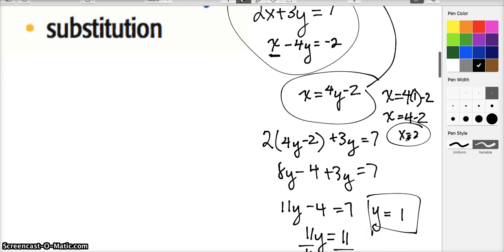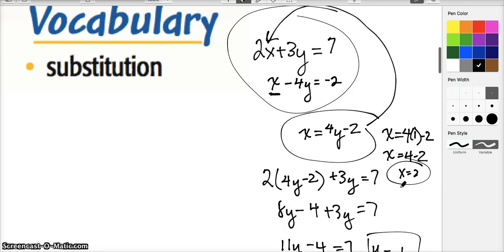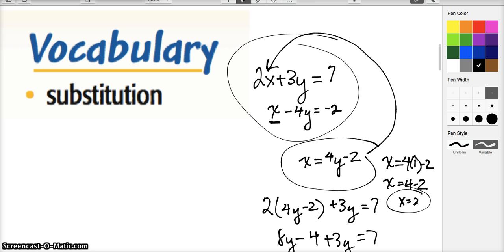I just did pretty much the entire lesson with talking about that one vocabulary word. So the answer is still 2, 1. Substitution is the process of replacing a variable with other information you have about that variable. And generally what we are going to do when we do substitution is make our lives easier. Even though that was just an example, let's do a couple more.